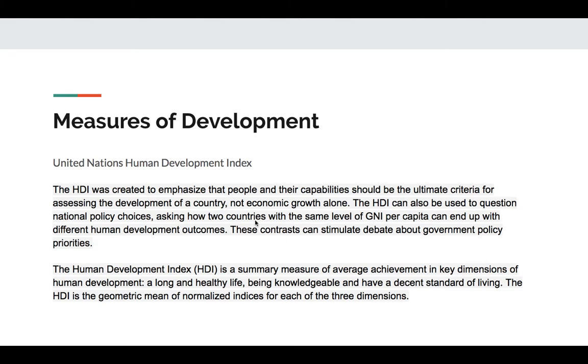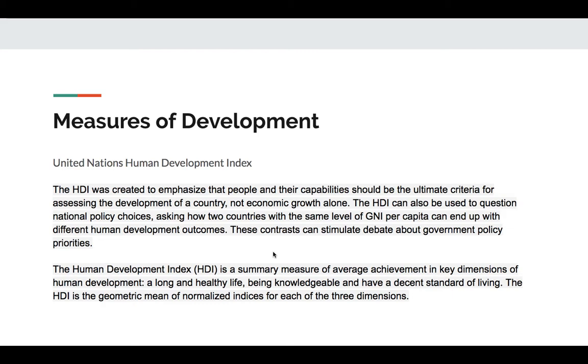This is a little background here. So it says the HDI was created to emphasize that people and their capabilities should be the ultimate criteria for assessing the development of a country, not just economic growth. So HDI is important because it can help countries figure out the policy choices they're making. If we look at how two countries with the same level of, I'll get to this, but gross national income per capita can end up with different human development outcomes.